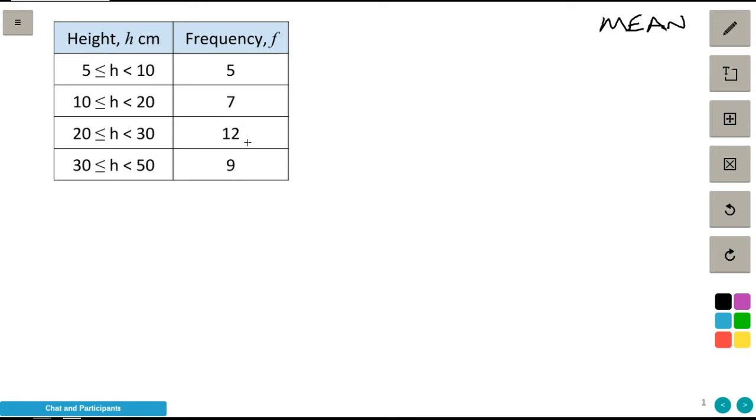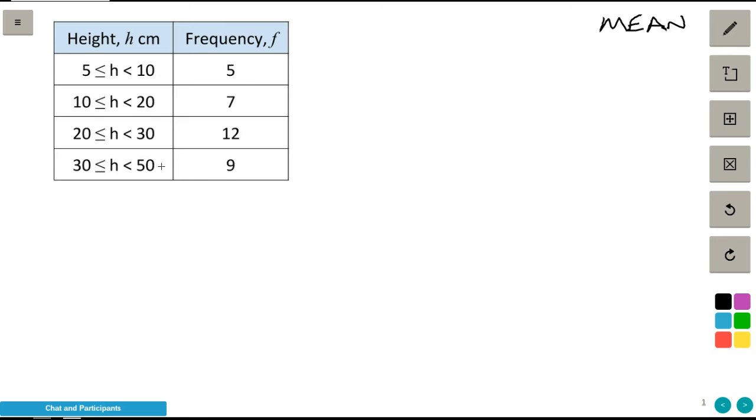And we can get the total frequency, but of course we can't add together all of our height values because we don't know what the individual values are. We only know what groups they lie in. So that's not going to work for finding the mean. The only way we can do that is with some actual values.